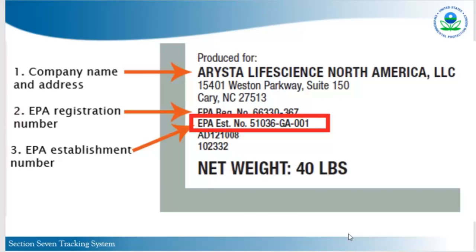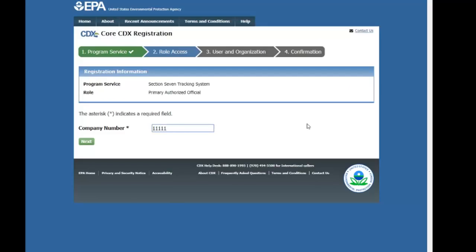If you are unsure of your company's company number, you may look at one of your pesticide labels. Your company number will be the beginning of your EPA establishment number. For this example on the screen, the company number would be 51036. Once you have entered your company number, you may click Next. Note that the number I am entering on the screen is just an example. You should be using your own company number and not this one.